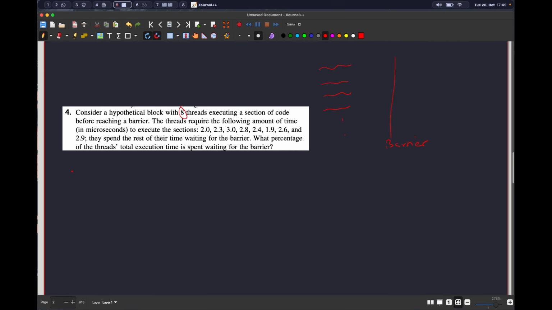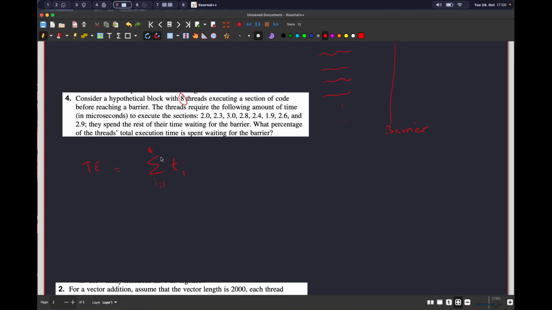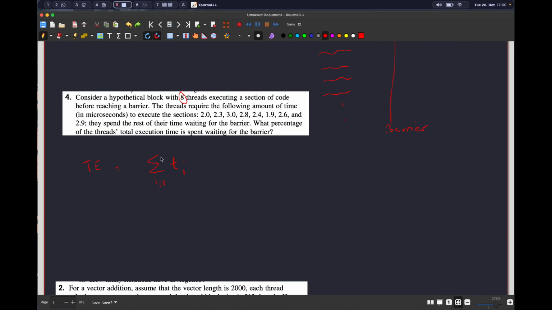So first we need to calculate. Suppose there are 8 threads, right? So total execution time will be the time taken for each thread, i going from 1 to 8, right? So this is the total execution time. Or no, it is not. This is wrong. Since we are having a barrier synchronization, we need to check which is the maximum time taken by a thread. So 3 microseconds is the maximum time taken.